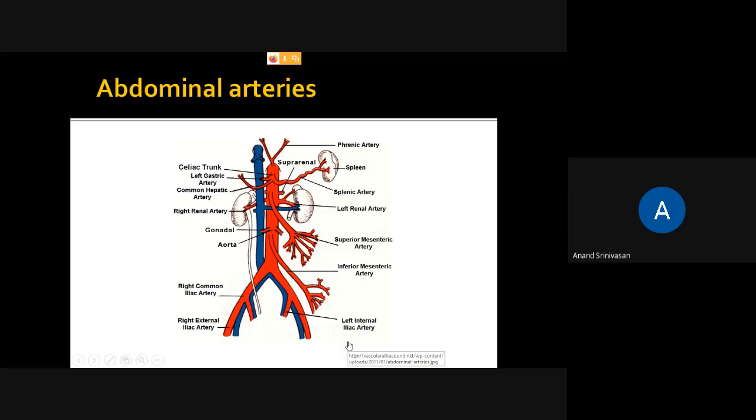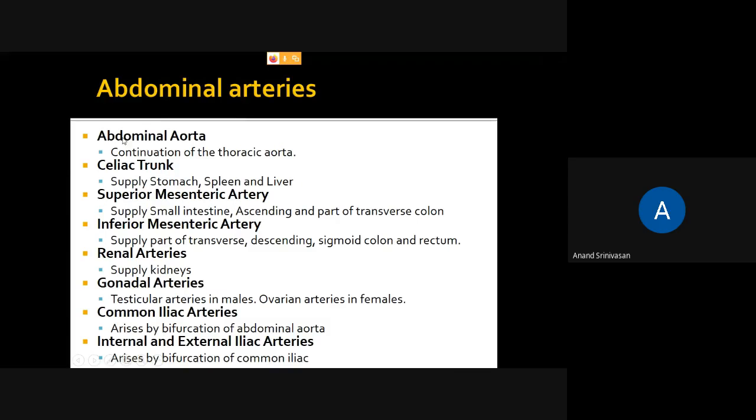Now we will see again the abdominal aorta, which is a continuation of the thoracic aorta. We have seen the celiac artery or celiac trunk, superior mesenteric artery, inferior mesenteric artery. Then we have seen renal arteries, gonadal arteries, common iliac arteries, internal and external iliac arteries. So we have seen all these arteries. Any doubts until now?